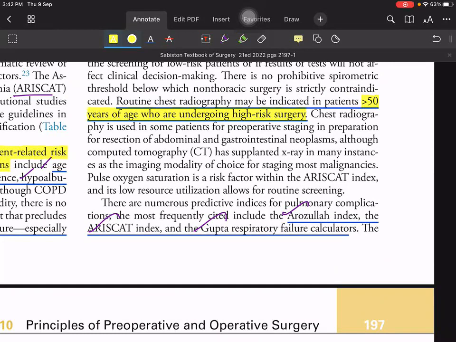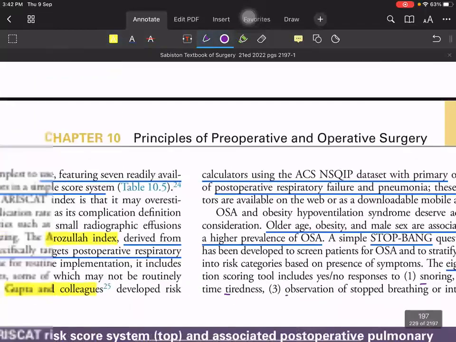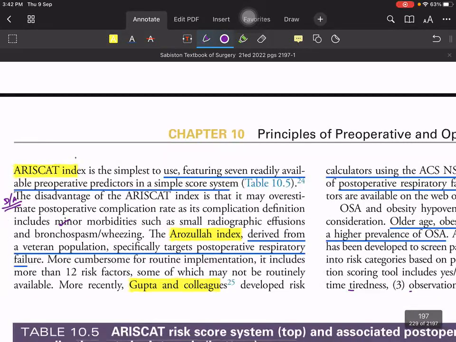What are the various predictive indexes for pulmonary complication? The most frequently used are the Arozullah index, very important, and the ARISCAT index, and the Gupta respiratory failure calculator. They can ask what is the Arozullah index. Among these, the ARISCAT index is the simplest to use, featuring 7 readily available preoperative predictors in a simple score system.